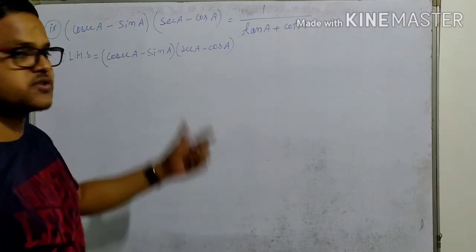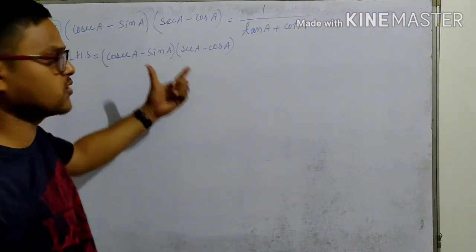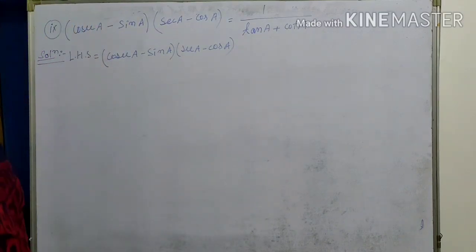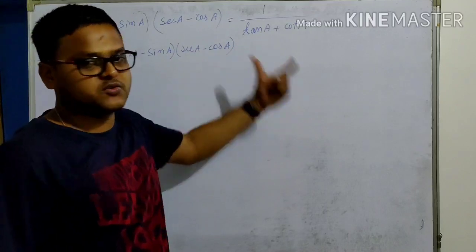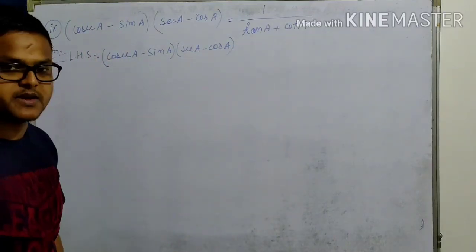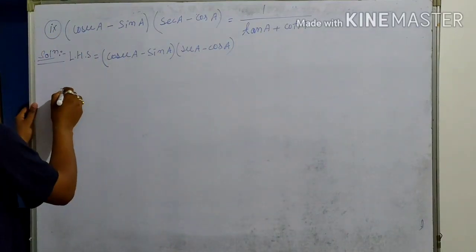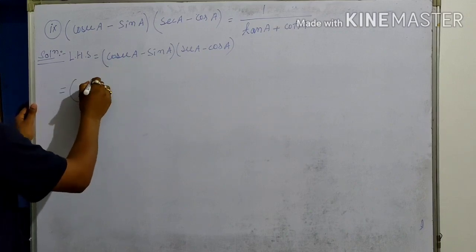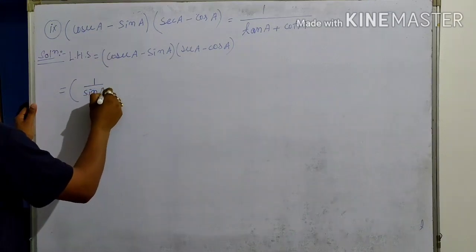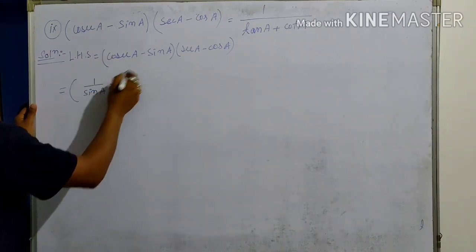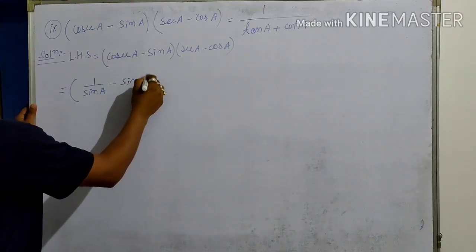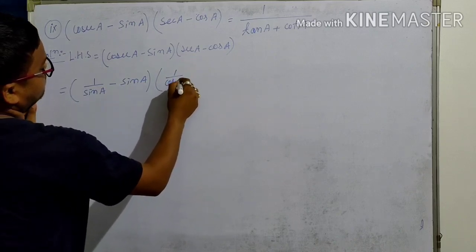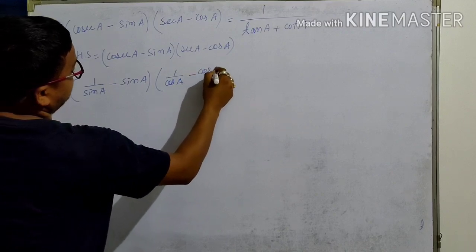Try to follow up to the last, okay, how we prove this. Very interesting. It is not similar to the earlier problem. Let's see. Here, convert cosec A in terms of sin A, that is cosec A is equal to 1 by sin A, so here you will get 1 by sin A. And here also convert sec A in terms of cos A, so 1 by cos A minus cos A.